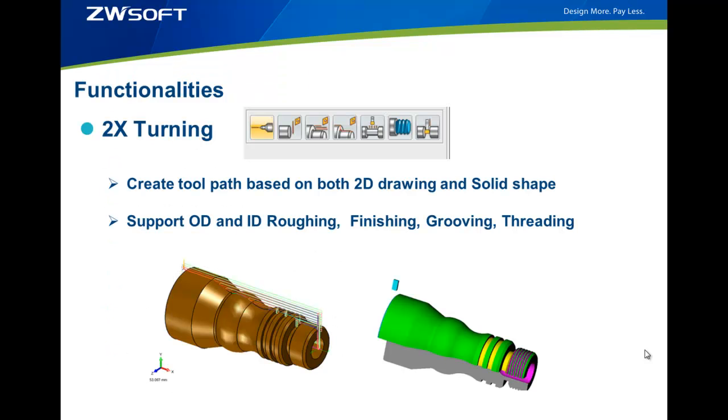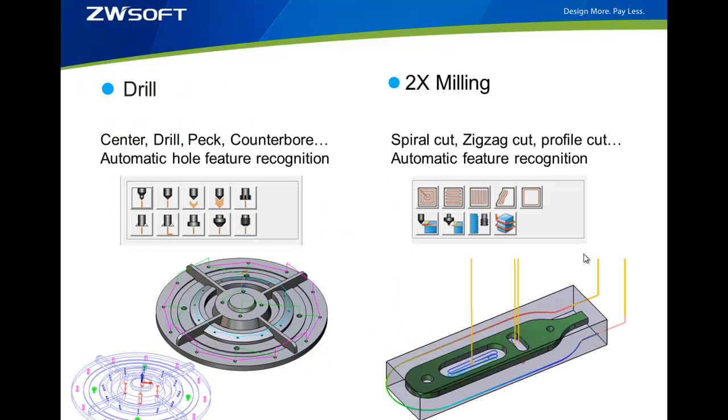Next, I want to talk about the detailed information about the functionalities. The first is the 2x turning. Turning creates a toolpath based on both 2D joints and solid shape, and it supports OD and ID roughing, finishing, grooving, threading, and so on. Besides, it also provides the hole drilling and the part-off function for the user.